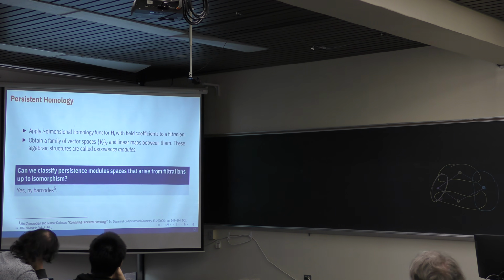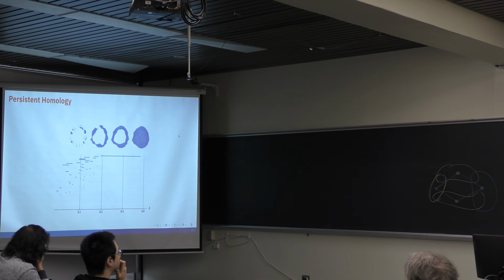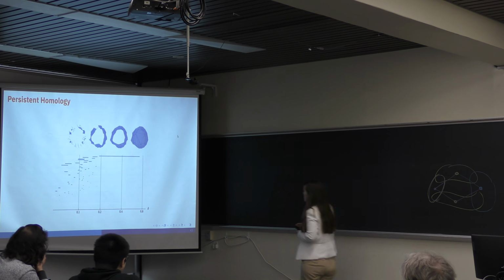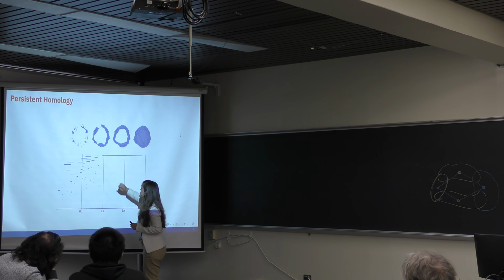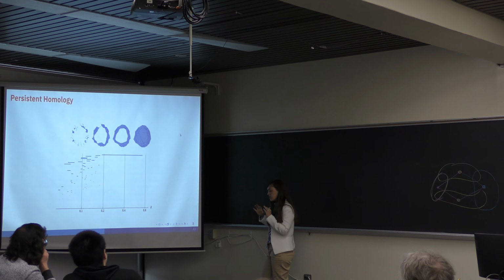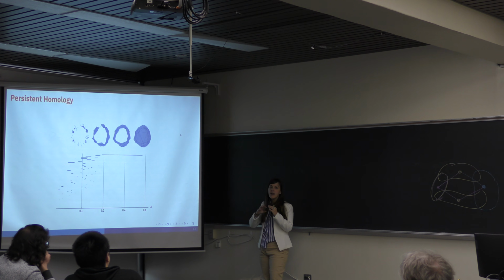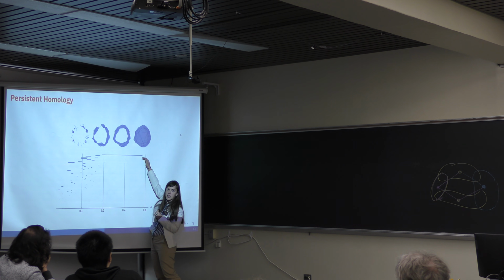So when I say classified by barcodes, what do I mean? Let's go back to this example. Here we have reconstructions at these four different R values. What this theorem guarantees is that the persistence vector space you get can be decomposed into a direct sum of what we call interval persistence vector spaces, and each interval corresponds to a topological feature in the filtration.